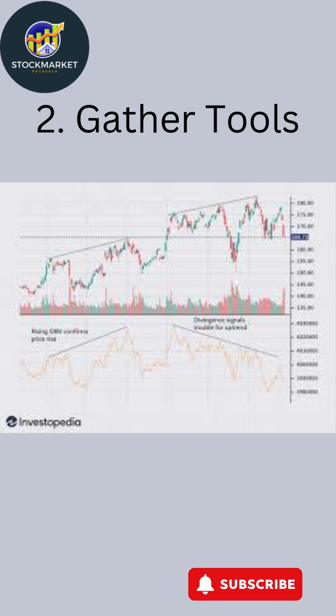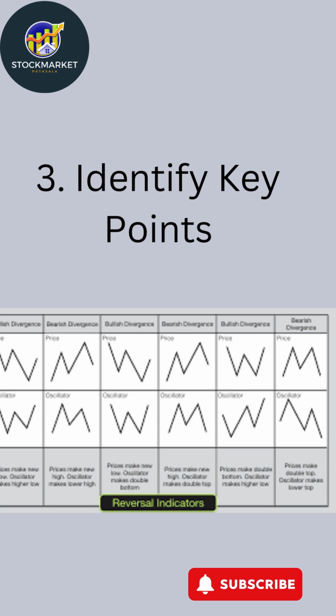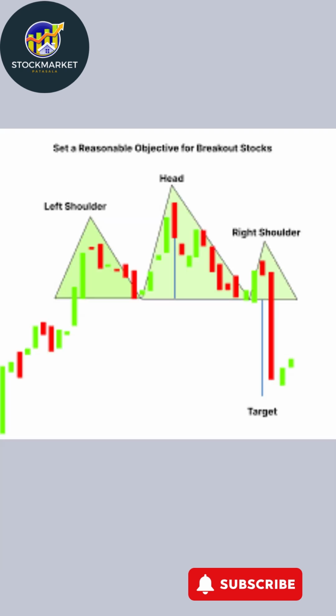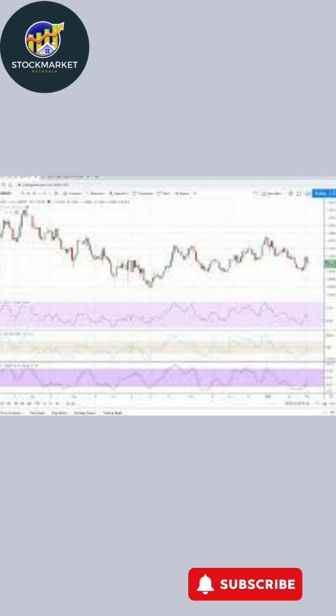2. Gather tools. Charting software: use tools like TradingView, Yahoo Finance, or broker-provided platforms. Indicators, optional: moving averages, RSI, and MACD can complement trend line analysis. 3. Identify key points. Locate the chart's swing highs (peaks) and swing lows (troughs). Focus on significant, sustained price movements, ignoring minor fluctuations.